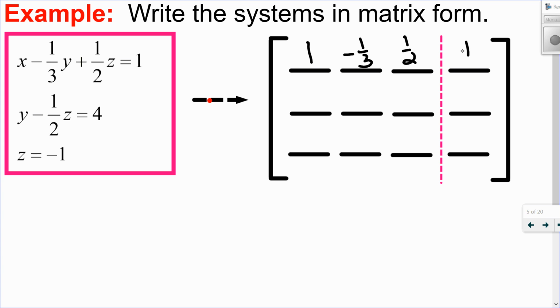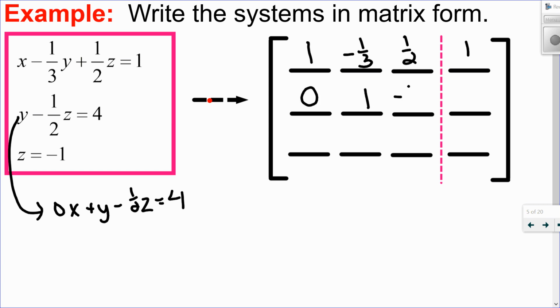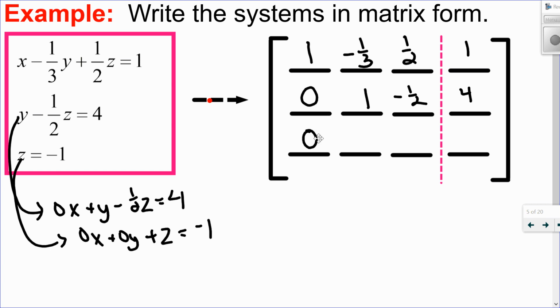If I look at my next equation, I'm missing an x. So this equation here, I would rewrite it as 0x plus y minus a half z equals 4. So it's all in alphabetical order, and I would write it as 0, 1, negative a half, and 4. And then the last one is missing an x and a y. So I'll write that as 0x plus 0y plus z equals negative 1. So that's how you take a system and write it in matrix form.